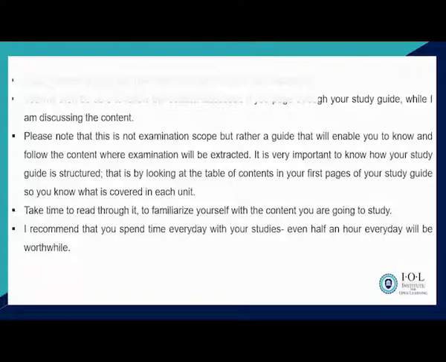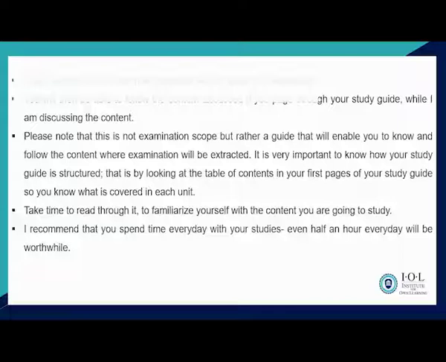I'm going to discuss the most important fact of each unit separately in this presentation, and you will then be able to follow the content discussed if you page through your study guide while I'm discussing the content, and also make sure that you understand the content that will enable you to pass the exam. Please note that this is not the examination scope, but rather a guide that will enable you to know and follow the content where examination will be extracted.